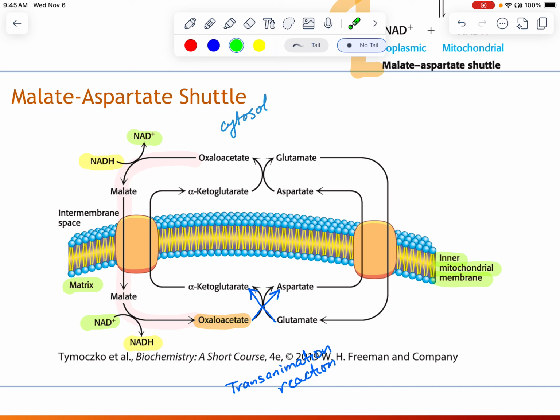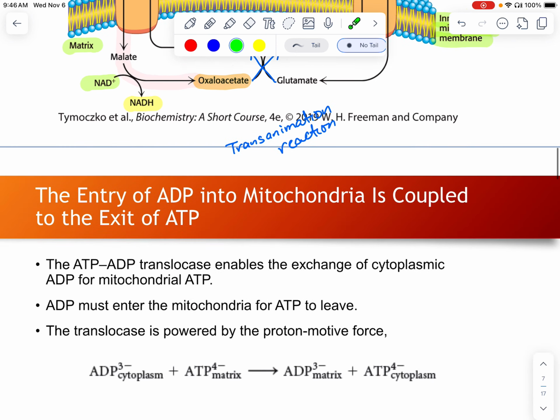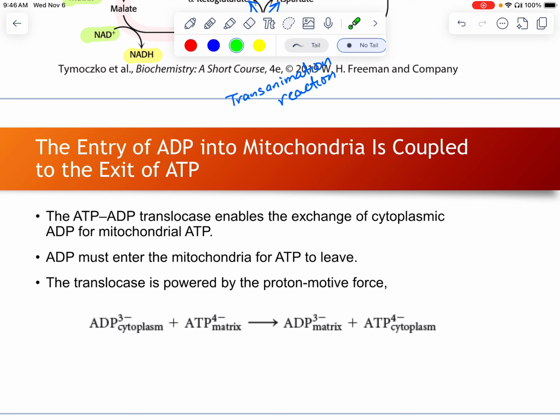Okay, so we need to get the high energy electrons into the matrix so they can be used in the electron transport chain. We also need to be able to get ADP into the mitochondrial matrix. The mitochondria is making ATP for the whole cell, but to do that, it needs the ADP, and we need to be able to get the ATP out to the rest of the cell. The enzyme that is used for this is the ATP-ADP translocase. Okay, it lets us exchange these.